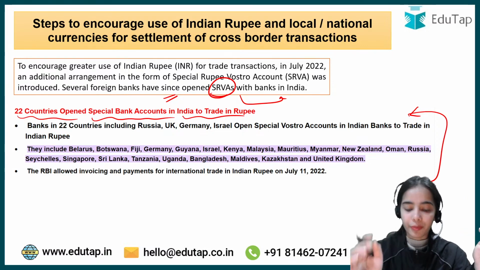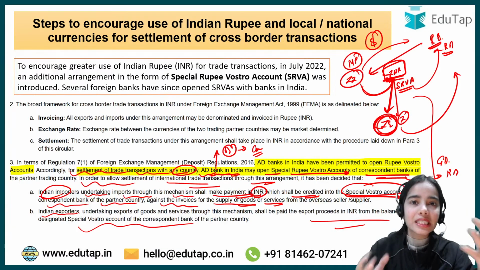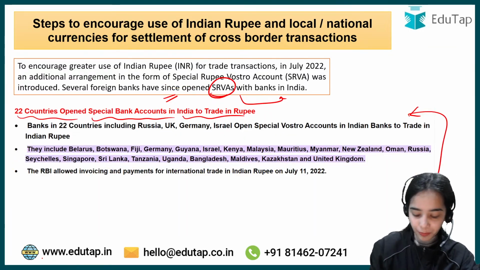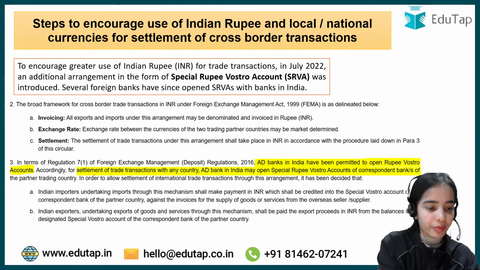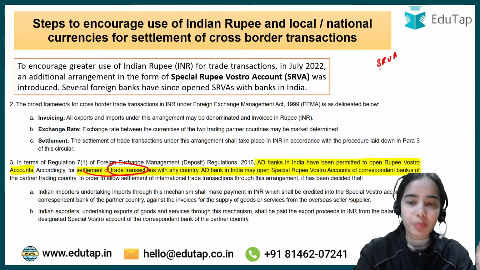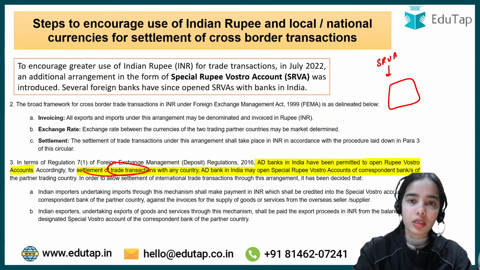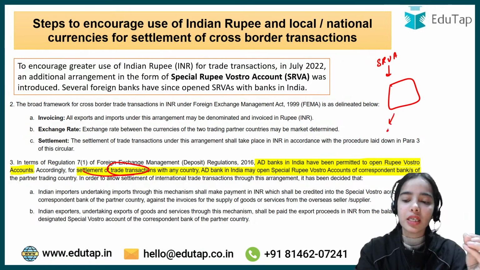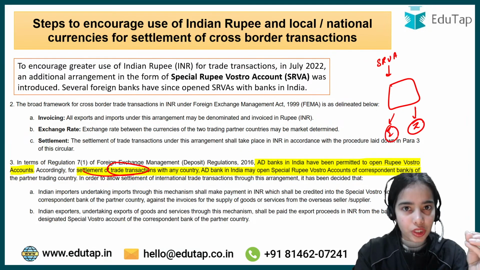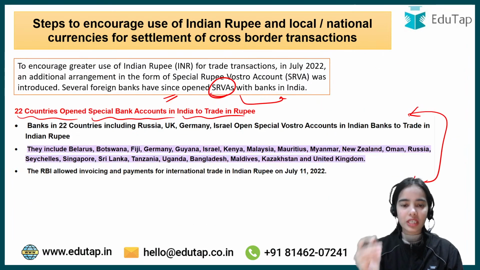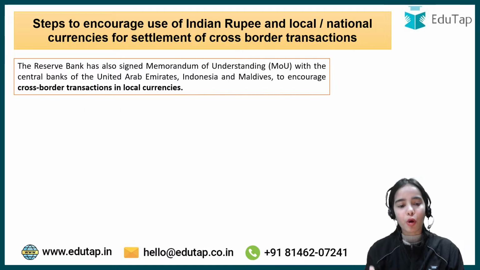There are multiple different foreign banks that have opened their special rupee Vostro account with India. And why is the special rupee Vostro account special? Because it is opened specifically to settle trade transactions, specifically to settle the export and import transactions. Okay, so this is the basic idea of the special rupee Vostro account, and slowly this idea is becoming popular.